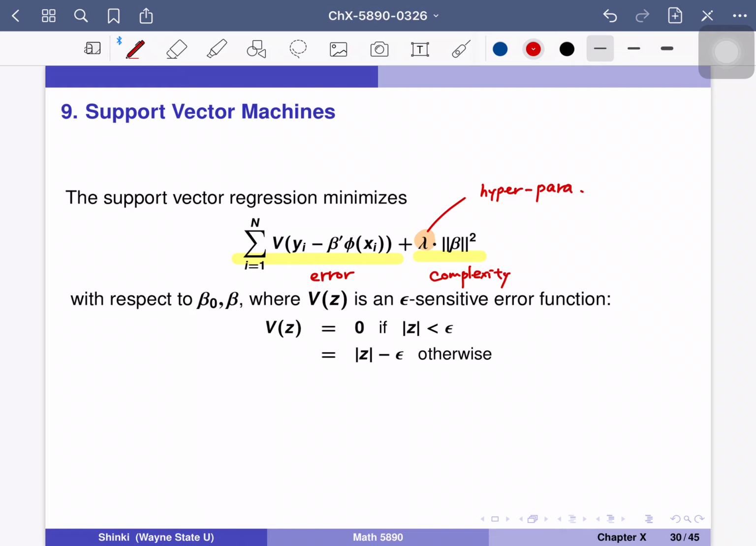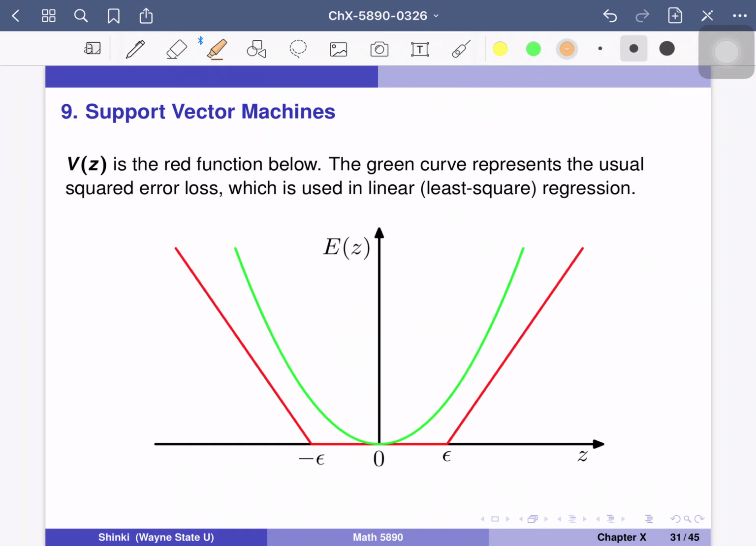Okay, so what is the error function v? The error function is the squared function for a linear model, but for support vector machine, v of z is defined as this function. So v of z is 0 if the absolute value of z is less than epsilon. That means if error is small, we don't penalize it. But if error is larger than epsilon, we penalize it linearly. You can see the graph in the next page.